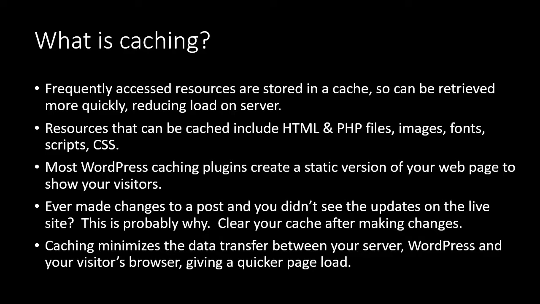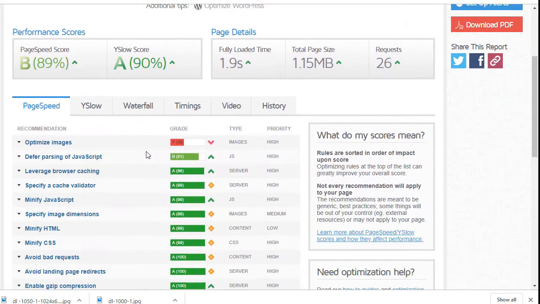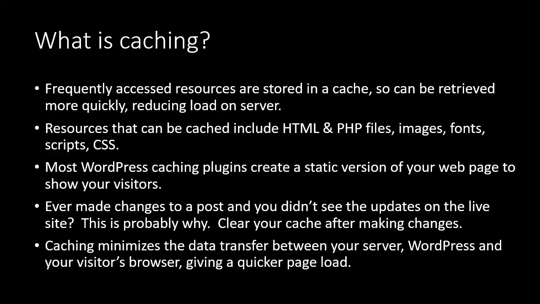Resources that can be cached include HTML and PHP files. Remember, WordPress is built on PHP files, images, fonts, scripts, and CSS. Those are a lot of the items causing us issues over at GTmetrix. So we have JavaScripts, we have images, minified JavaScript, HTML, CSS. Those types of things can be cached and therefore they can be speeded up. And that's the approach we're going to take.